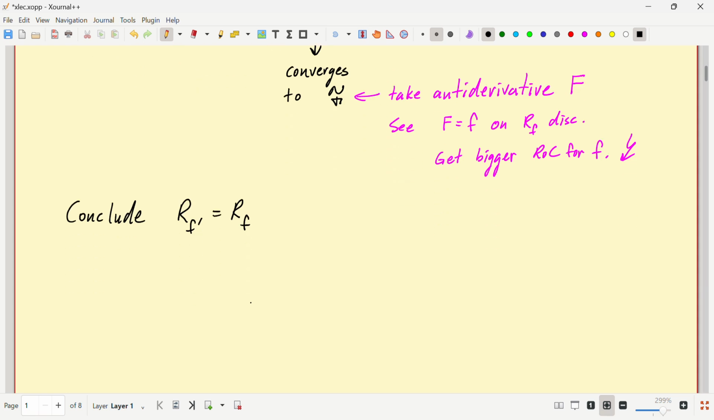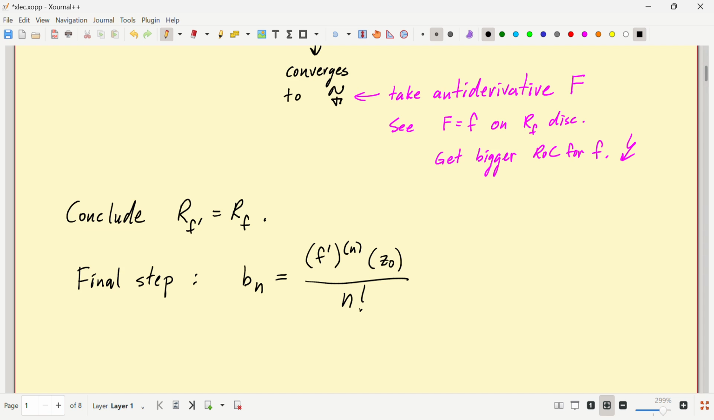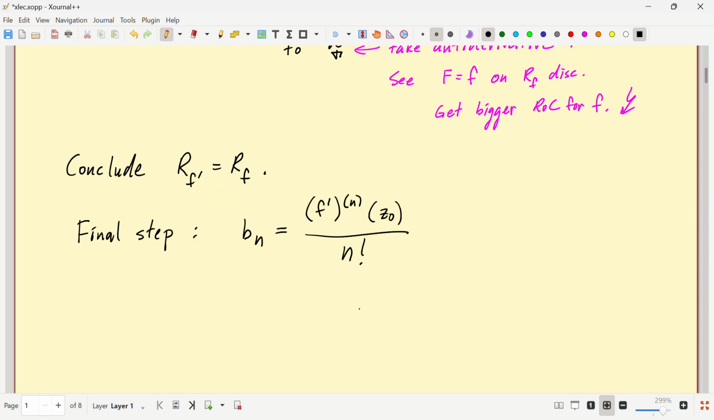And so the last thing I need to do today, the final step, to see that you can differentiate power series term by term, is that the bn thing is a Taylor coefficient. So that would be the nth derivative of f prime at z naught divided by n factorial. And of course, the nth derivative of f prime is the n plus first derivative of f at z naught.